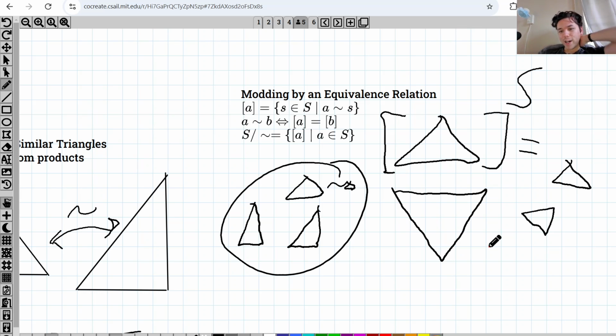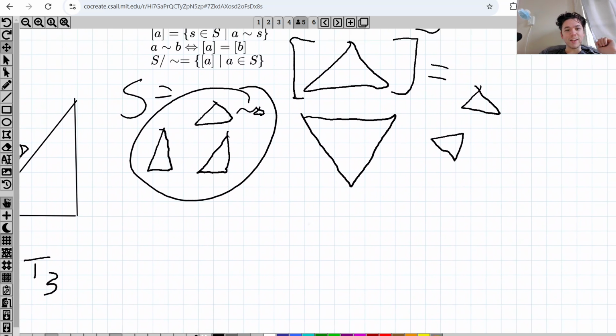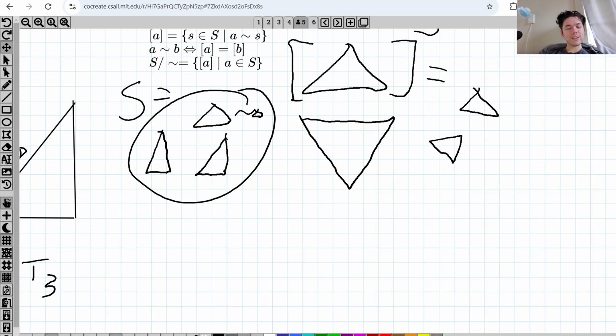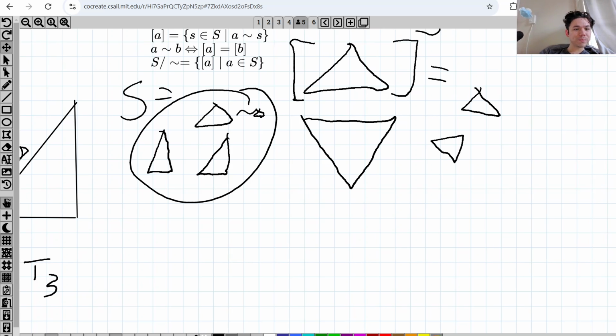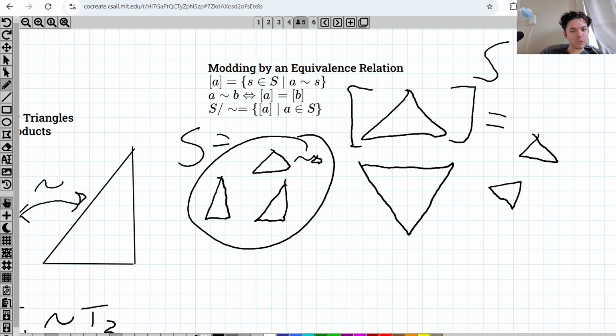And when we mod by an equivalence relation, we're taking a set S. So here's our set S of all of our triangles. And we're kind of compressing it by saying, you know what? Not only are all of these different elements similar to each other, we're going to almost treat them as if they are equal to each other. And so that's what this relation here is saying, that if A is similar to B under this equivalence relation, then the equivalence class of A is equal to the equivalence class of B.